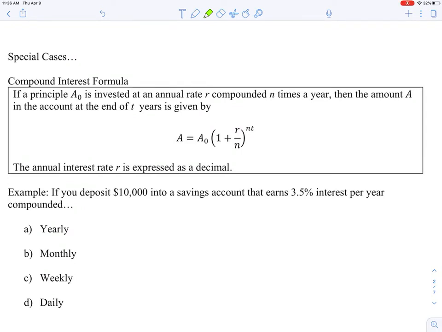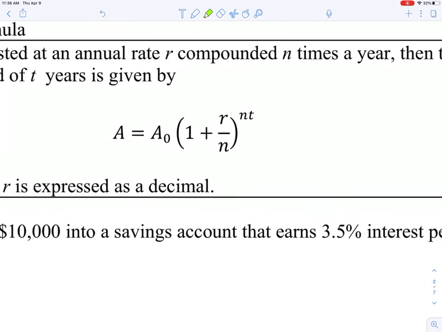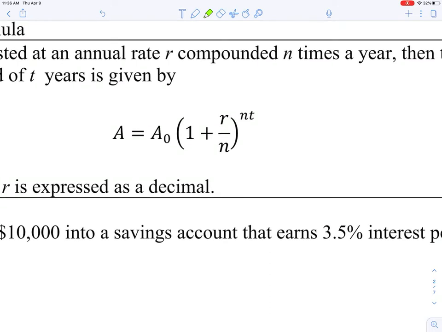So the first one is the compound interest formula. In this formula, we're usually talking about money. So let's say we have a principal amount, an initial amount, invested at an annual rate that is compounded multiple times per year, so N times per year. Then the amount in the account at the end of T years is given as A equals A sub 0 times the quantity 1 plus R over N, to the N times T power. Very similar to that general formula.